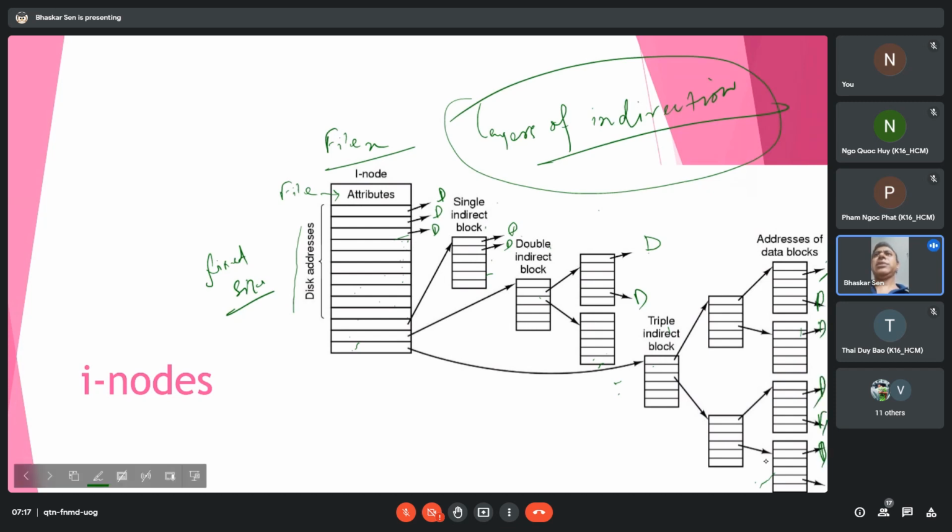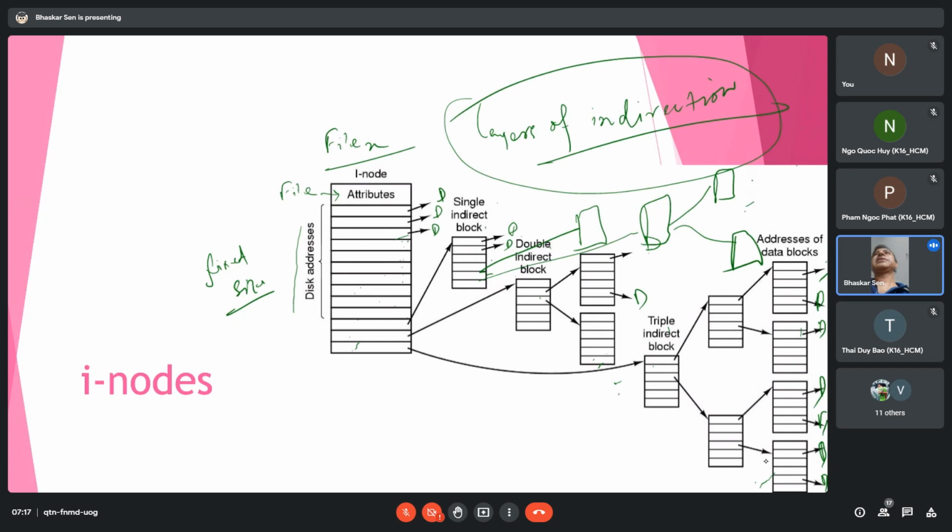Remember, this is only one. You're talking about the first one, and these ones will do the same thing. Not all of them will be pointing to the data. The last few will again branch out to single, double, and triple. So each of them can keep growing, just like a tree structure. So you don't have to worry about storing the information. If you want to access a file, all the file system needs to do is to capture this one.